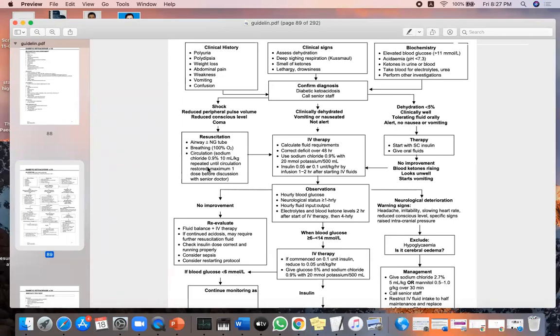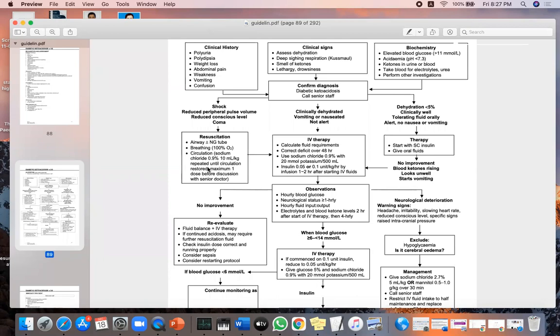Septicemia is an important cause of mortality. Hypoglycemia is an important cause of mortality. Cerebral edema is an important cause of mortality. So I hope until now you are clear.